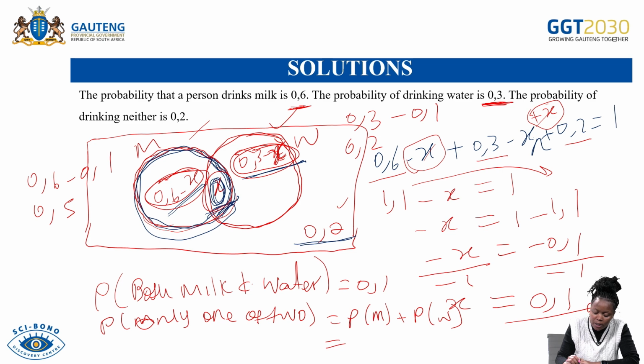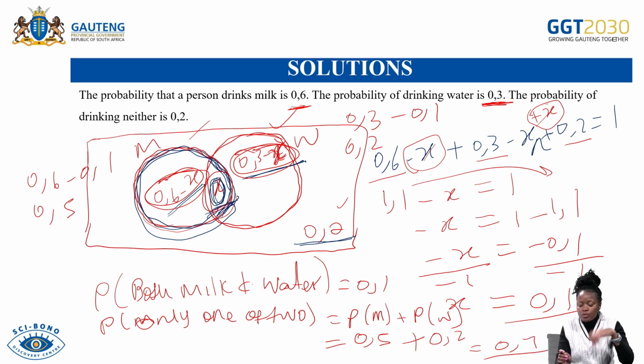So the probability of getting someone who drinks only milk is going to be 0.5, plus the probability of getting someone who drinks only water, which is 0.2. And the answer is going to be 0.7. So the probability of getting someone who drinks only one of the two, so it can either be water only or milk only, you just add the two, then you'll get 0.7. Then you'll get your final answer.